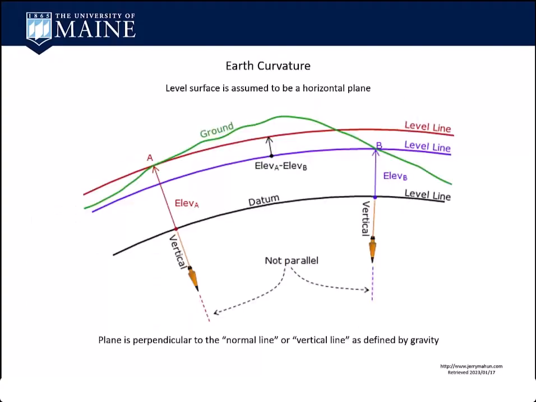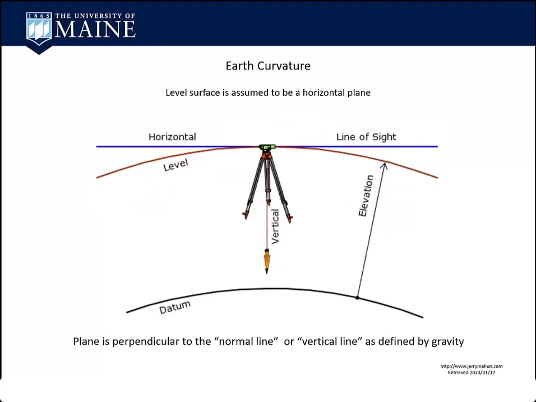So we looked at the level surface. It's assumed to be a horizontal plane. Okay. It's not, though. As you can see, the level surface is above, the line of sight is above the level surface. And the level surface is bending to conform to the shape of the Earth. Gravity, it's pulling it down.